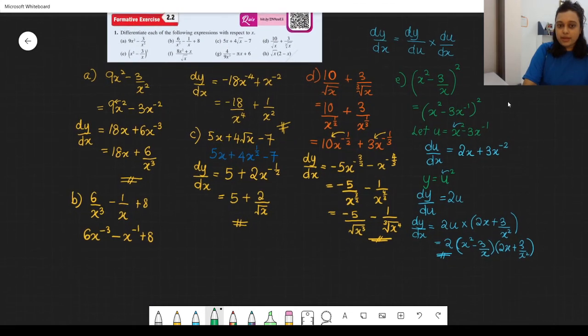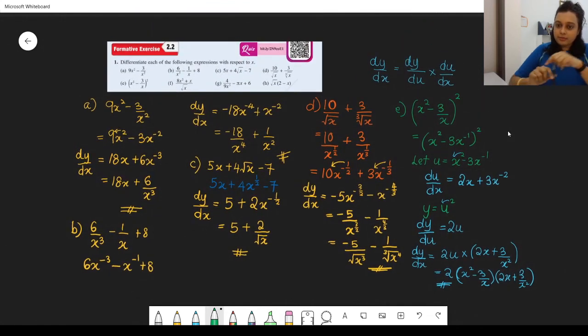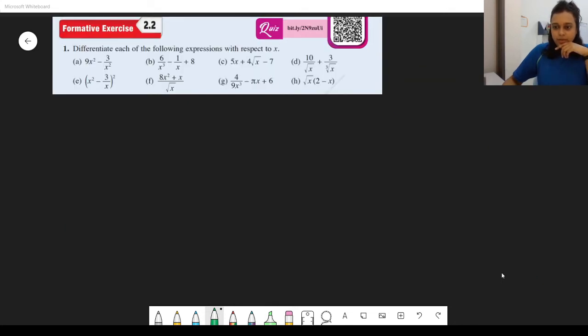Now let's look at question F. Let me actually use another. Hold on. Now let's look at F. If you look at F, because it looks complicated, but it's not. It looks complicated, but it's not.